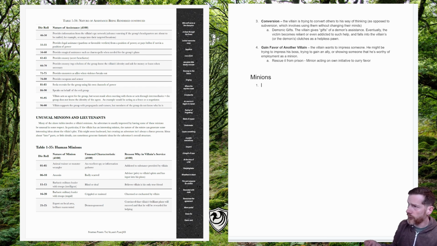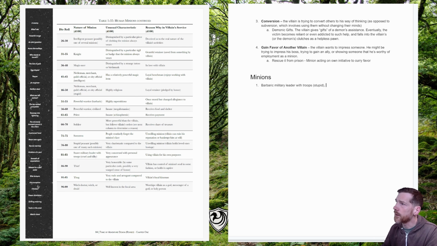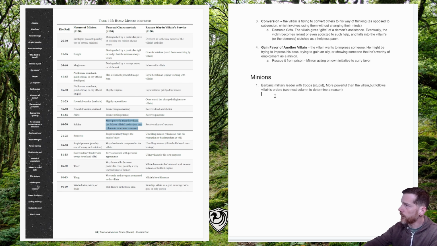The first is a barbaric military leader with troops who maybe aren't so intelligent. So an unusual characteristic is that they're more powerful than the villain. What is the reason that they're following those orders? Because they receive food and shelter. All right, so that's minion number 1.